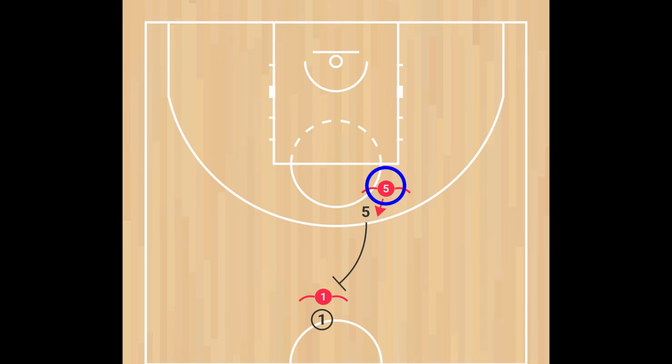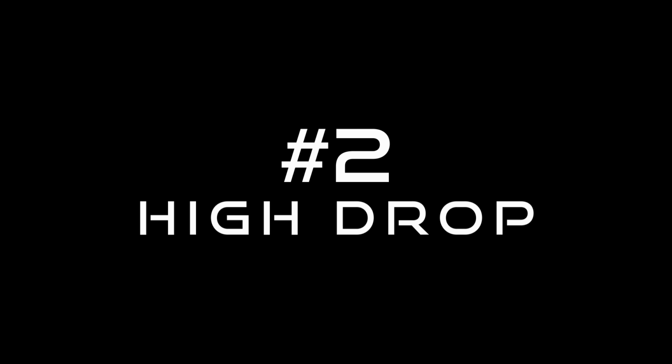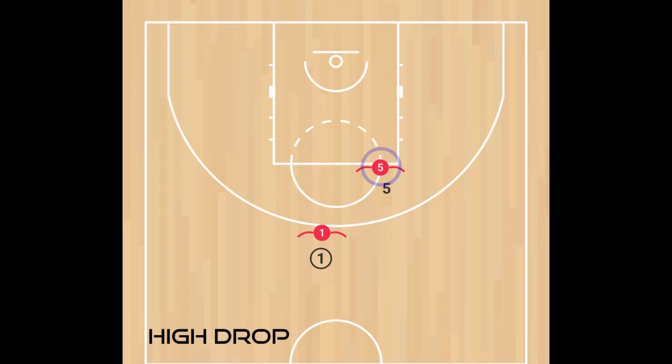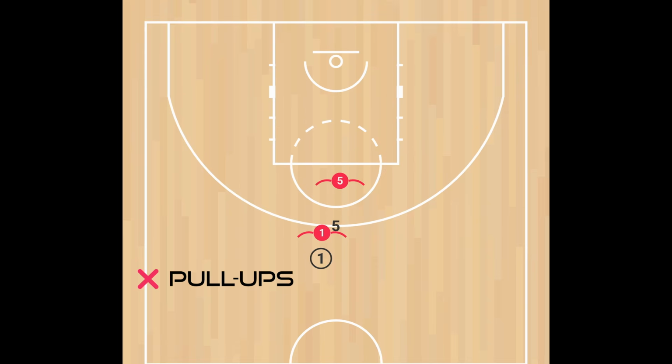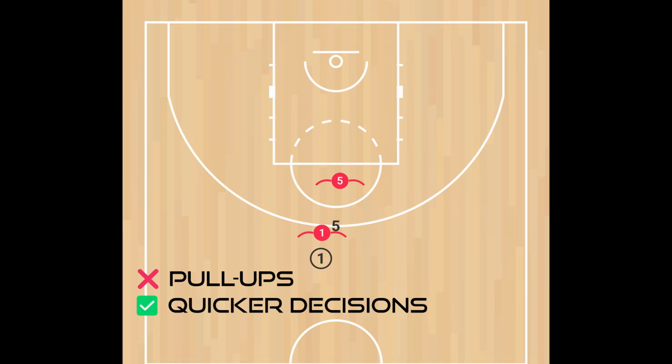Now, if the big comes up higher and starts to take away that space, we are talking about a high drop. In a high drop, the screener's defender is positioned above the free throw line, taking away pull-ups and forcing the ball handler to make quicker decisions.